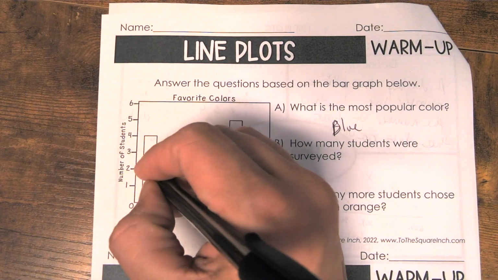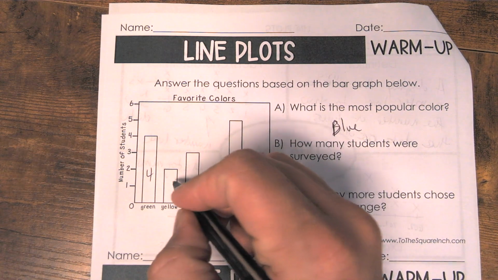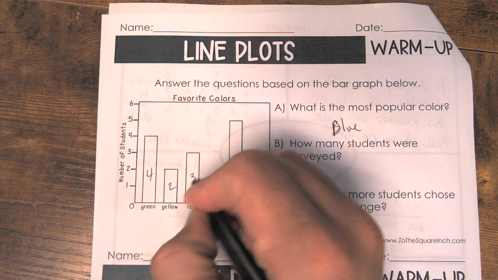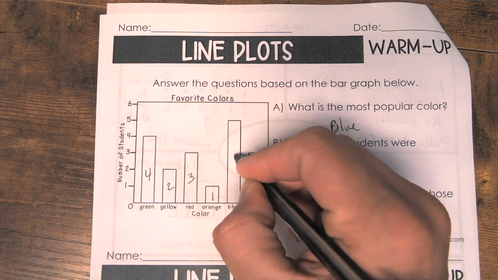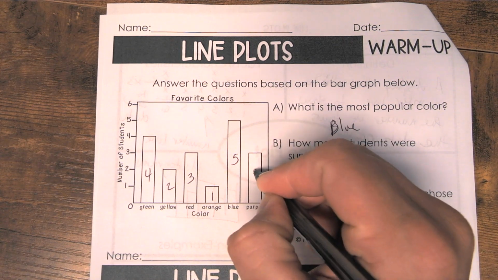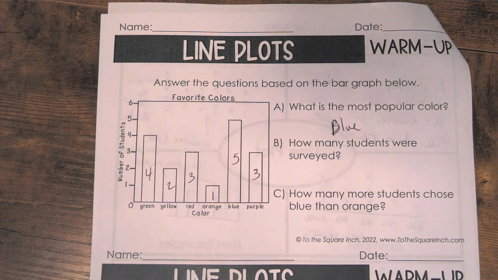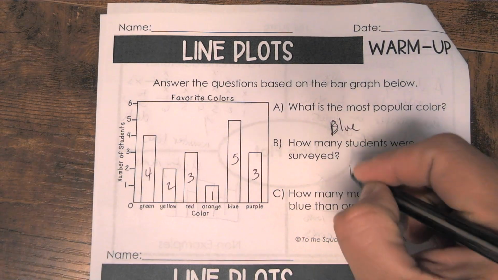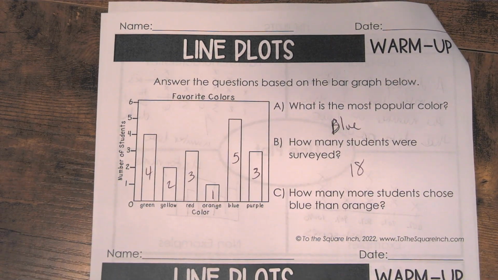Add them all up. So how many did green have? 4. Yellow, 2. Red, 3. Orange, 1. Blue, 5. And purple, 3. So add them all up. 18. You get 18 students were surveyed all together.